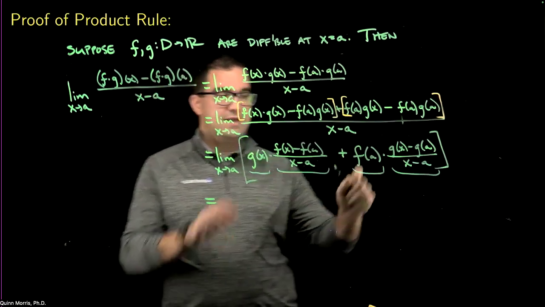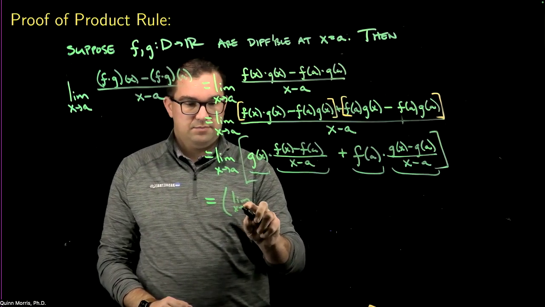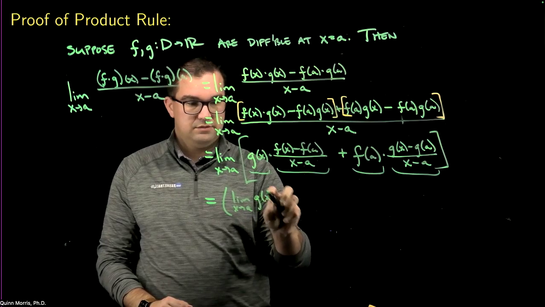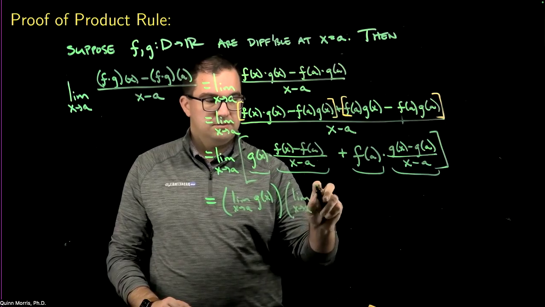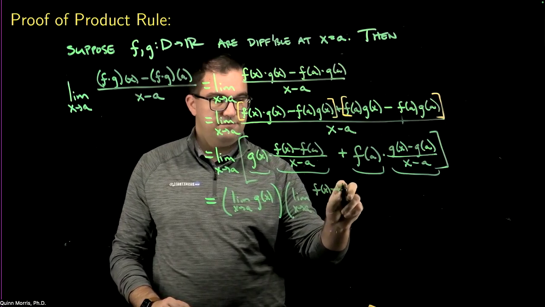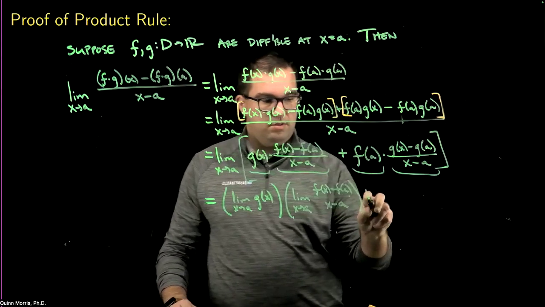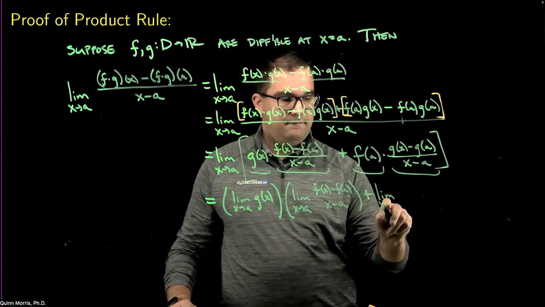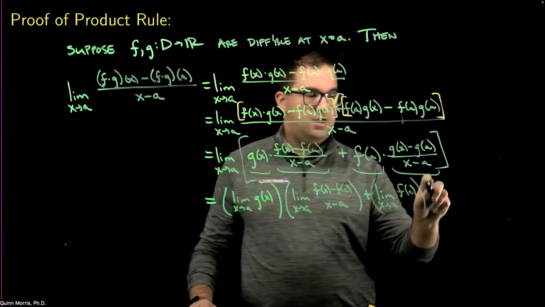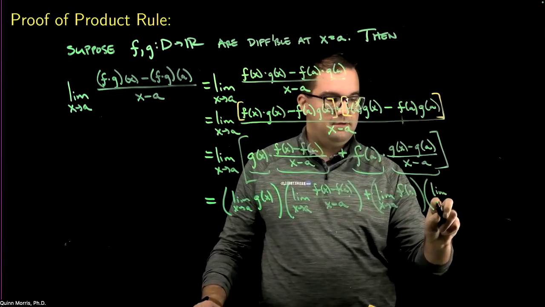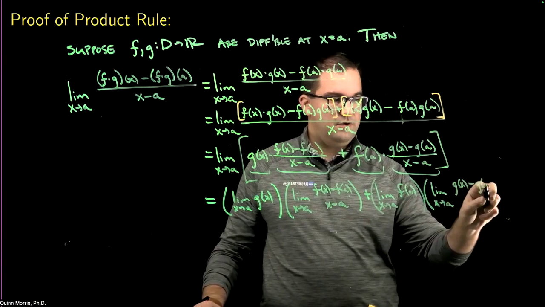So now what I can do is break all of this up, right, into the limit as x approaches a of g of x times the limit as x approaches a of f of x minus f of a over x minus a, plus the limit as x approaches a of f of a times the limit as x approaches a of g of x minus g of a over x minus a.